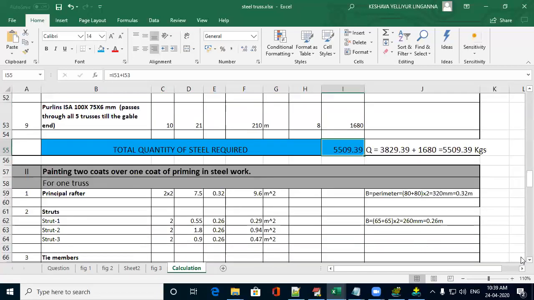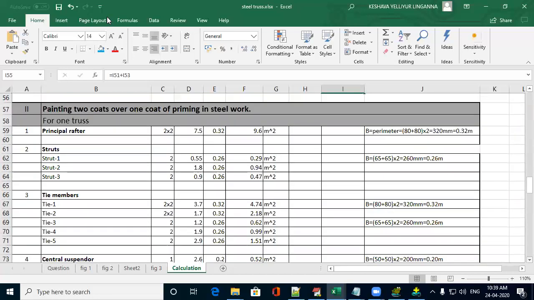Coming to the second part, that is the painting part. They have mentioned painting for 2 coats over 1 coat of priming steel work. Whatever they might have given, don't worry about it. Just calculate the painting area. In a similar way, we have to do the calculation for one truss and then you have to multiply it later. Similarly, like purlins will be done at the end.